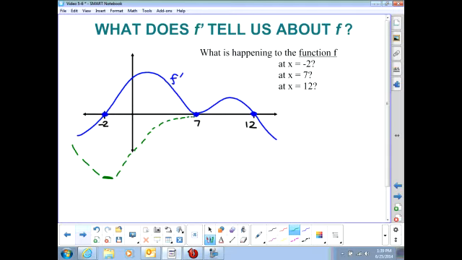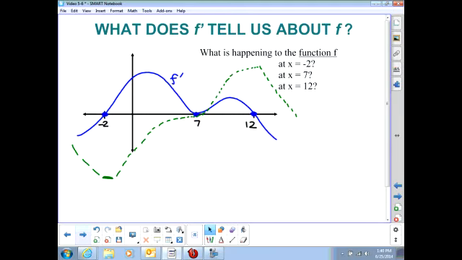And that will continue all the way till 7. Notice, though, it has a horizontal tangent line for a second and then stays positive. So we'll have more positive slopes. And then when we get to 12, it becomes negative slopes again.